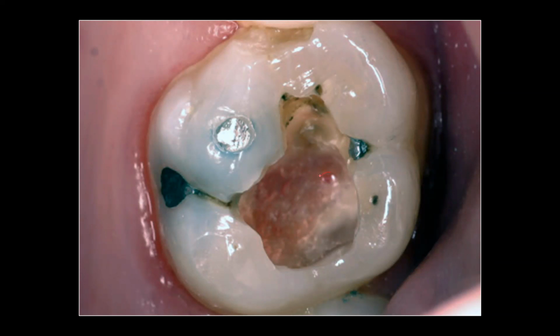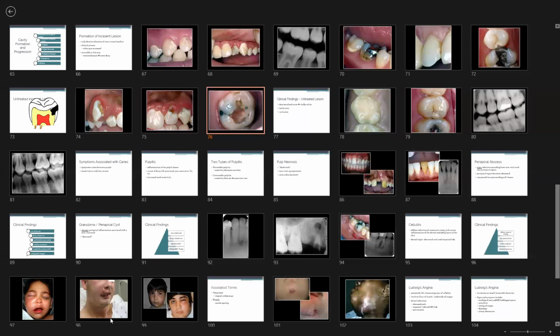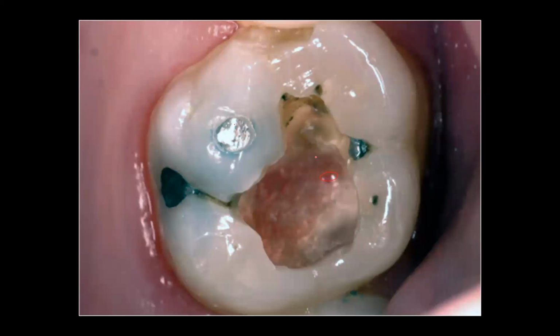Now, this is a pulp horn. Hold on, where'd I go? This is bad driving. Okay, there we go. That's a pulp horn. You remember about the pulp horns? They go up on the corners or the cusp tips. Well, I exposed into the pulp horn. So they need a root canal.